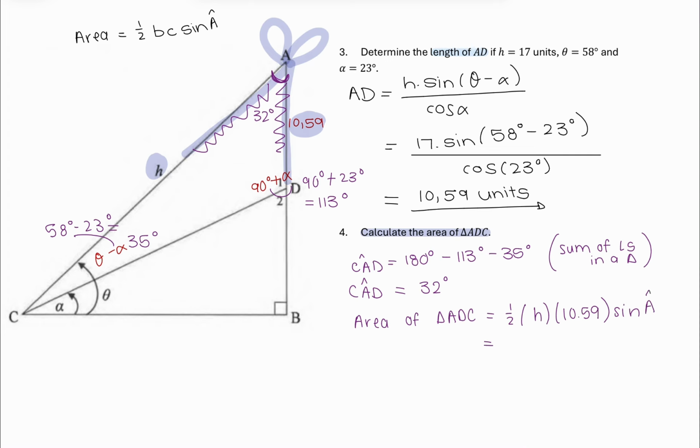We know what our h is, 17 units, because you can see that in the previous question. And we calculated 10.59 as well from the previous one. And A we just determined to be 32 degrees. If you put all of that into your calculator, you should get 47.70. And now remember, because it's area, you need to tell me units squared. It's very important that you square your units.